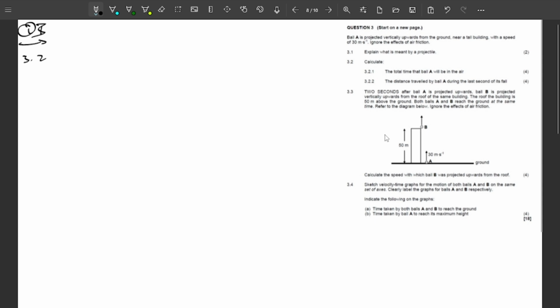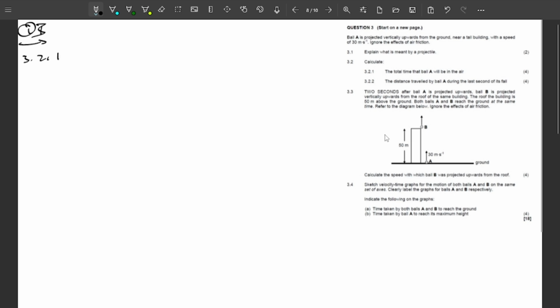A projectile, as defined, is an object that is launched with an initial velocity and moves under the influence of what? Of gravity. That's how you can define a vertical projectile, right? Now let's draw the scenario so that we can see. They say it's projected vertically upwards from the ground near a tall building. So this is the scenario itself. We're going to draw it, but it's fine, we can use this one. Now let's begin with the problems.